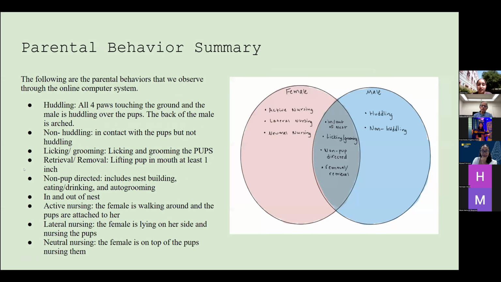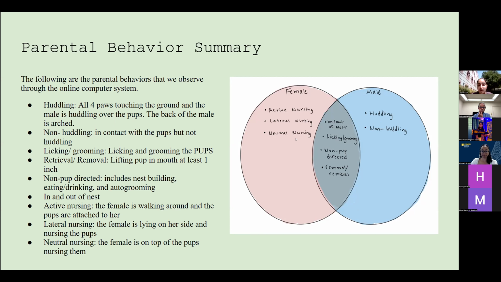So these are some parental behaviors that we notice. On the left, I have female behaviors, and then on the right, here are some male behaviors. And then there are some behaviors that both males and females can do. In regards to the male behaviors, we have huddling and non-huddling. Huddling is when all 4 paws are touching the ground and the male is huddling over the pups. And then non-huddling is basically the opposite of huddling, so that's when they're not doing huddling at all.